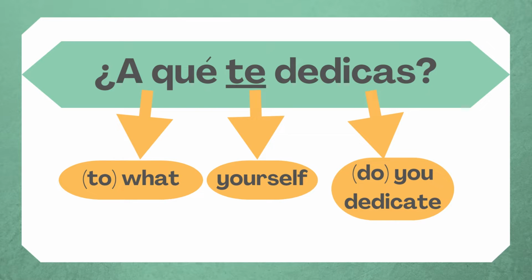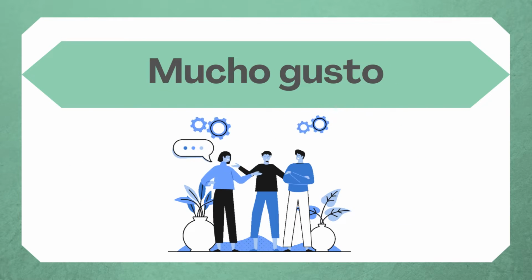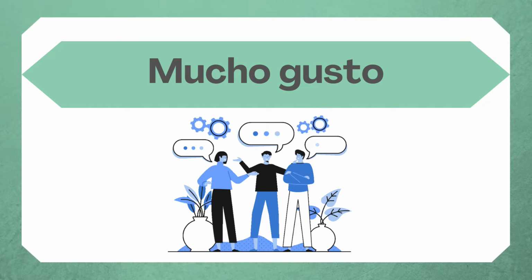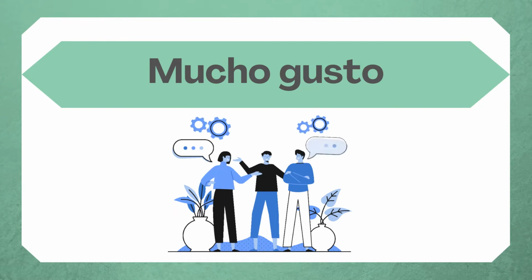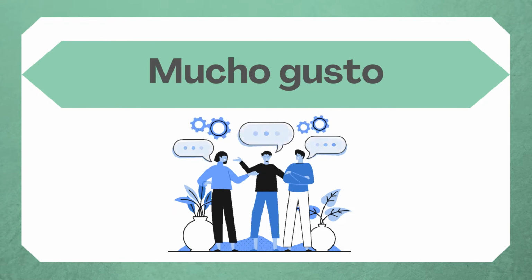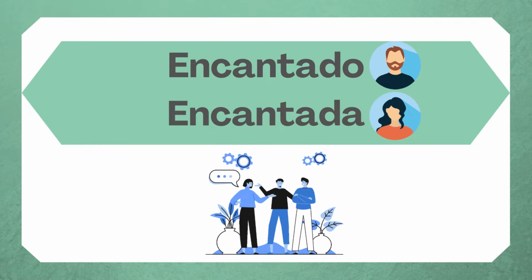As we've gone through the most important questions to get to know somebody, there's one thing that you can say after getting to know each other, which is pleased to meet you or like nice to meet you. In Spanish you can say mucho gusto, mucho gusto. But if you talk politely to a person, you can say encantado if you are a man, or you can say encantada if you are a woman. Encantado, encantada.